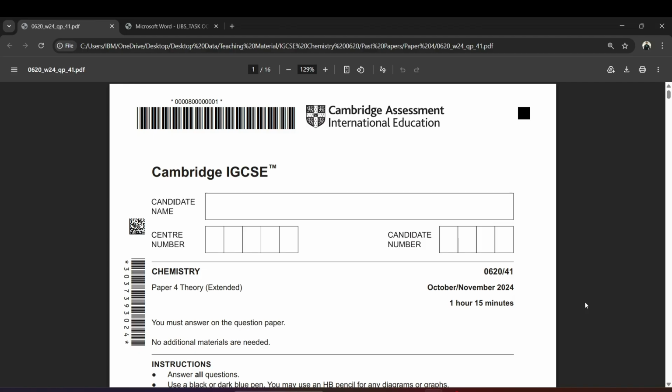So today we will be discussing October November 2024 paper 41.